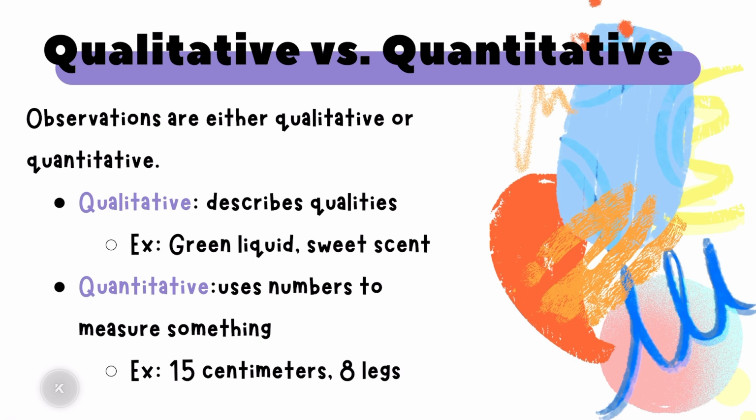Whereas quantitative has quantity in it. So this is using numbers to measure something. For example, that is 15 centimeters long. That organism has 8 legs. So it's actually giving numerical answers.